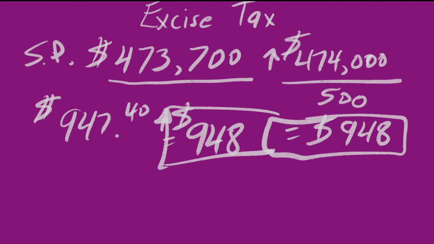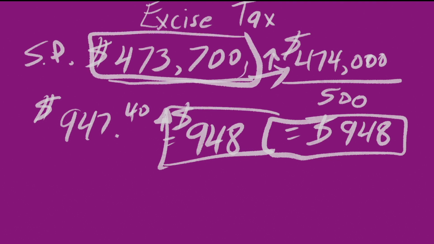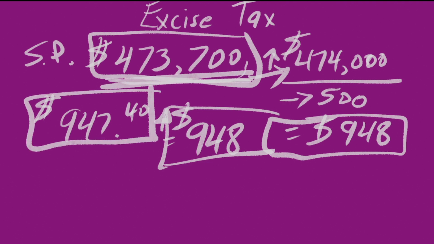So both ways work, whether you're rounding the price up to the next $500 and then dividing, or you're using the actual price, getting the dollars, and then rounding up to the next higher $1 increment. That is excise tax.